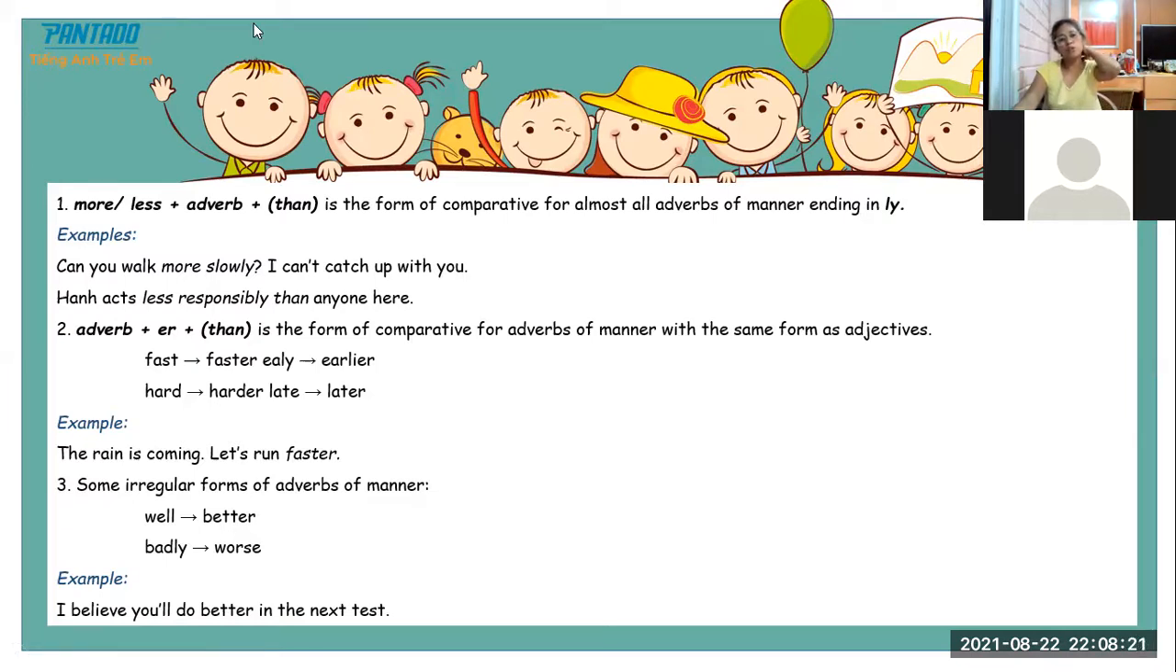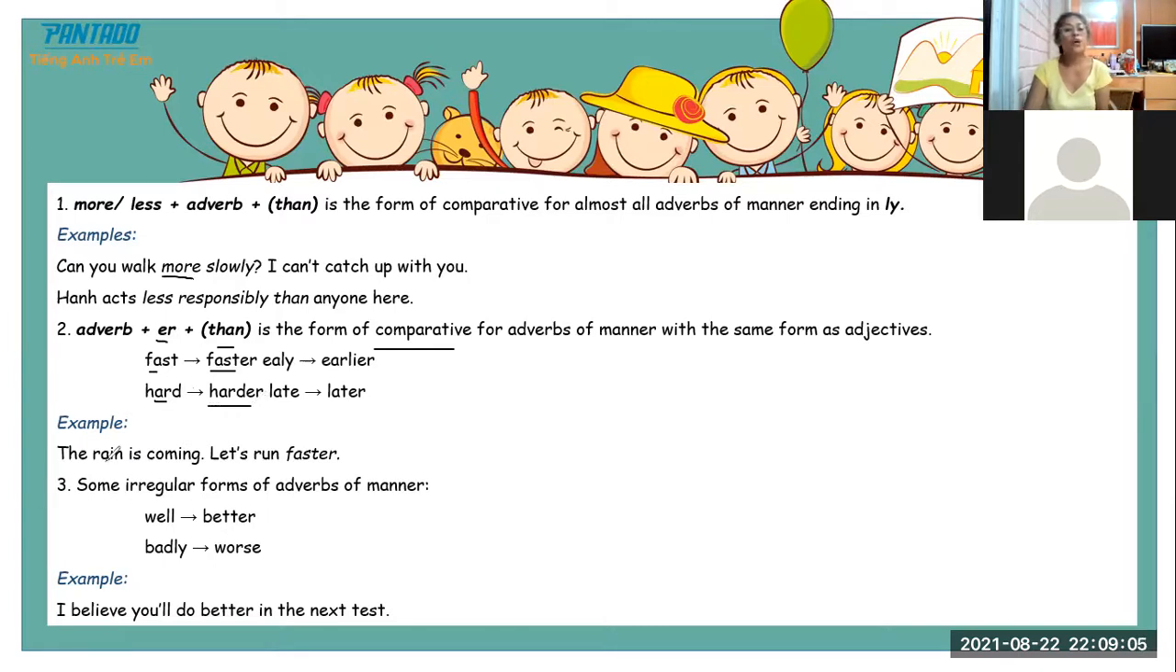If you had to have it in comparative form, we can do this. Can you walk more slowly? I can't catch up with you. So here, using the word more, okay? Adverb plus er plus than means comparative, like fast, faster, hard, harder, right?